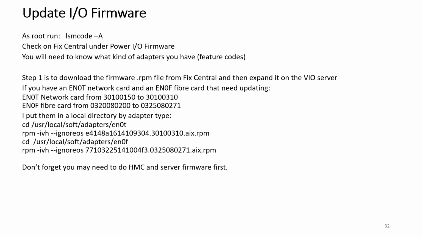On your VIO servers, you put them in a local directory, and then you can use the rpm -ivh command to point to the specific file. All that does is it basically puts the necessary stuff into /etc/microcode. At this point, you haven't actually changed anything. It's not until you run the diag command that the actual changes go on.